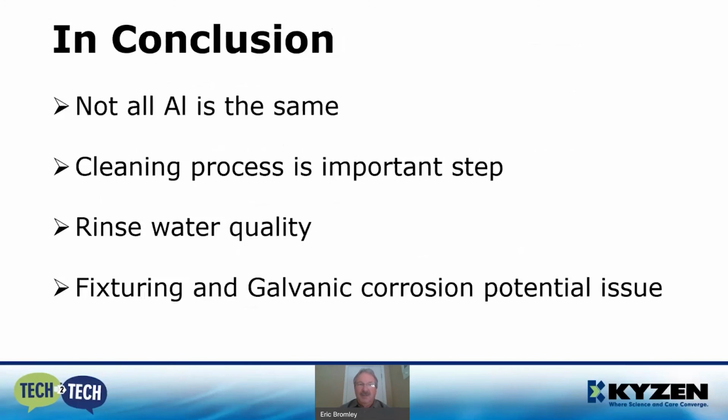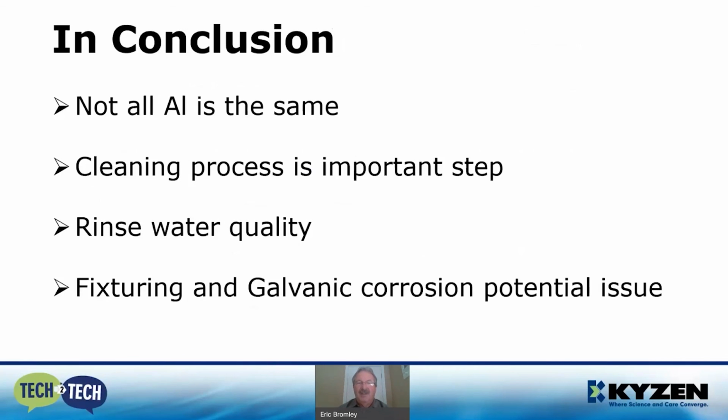So in conclusion, not all aluminum is the same. The cleaning process is a very important step. If you can't get the parts clean, then you won't be able to adequately rinse them, and the result will be spotting and streaking. The rinse water quality is very important.